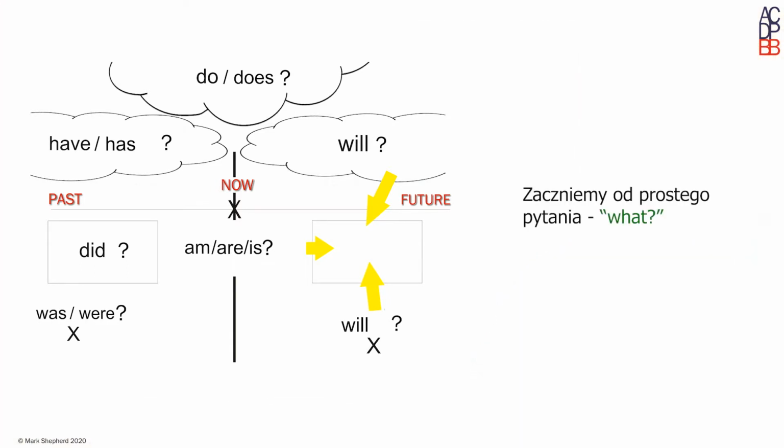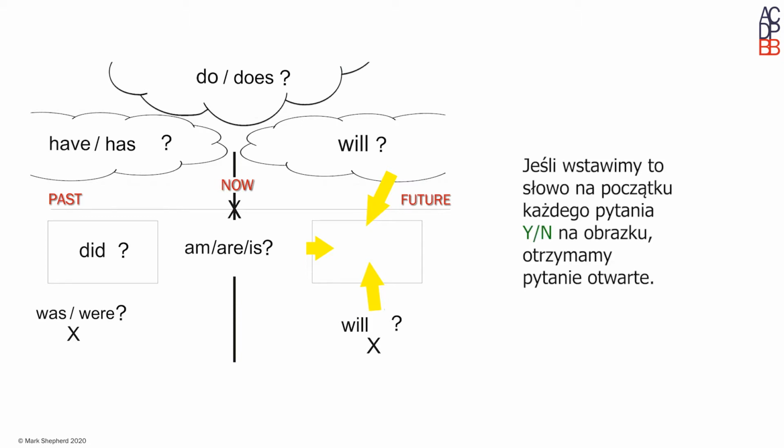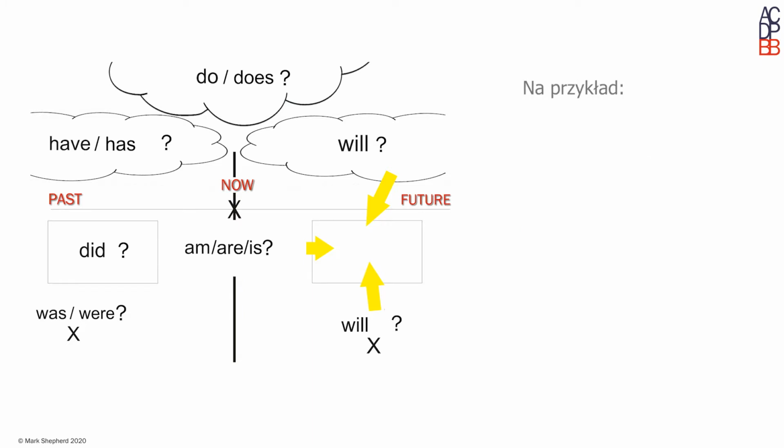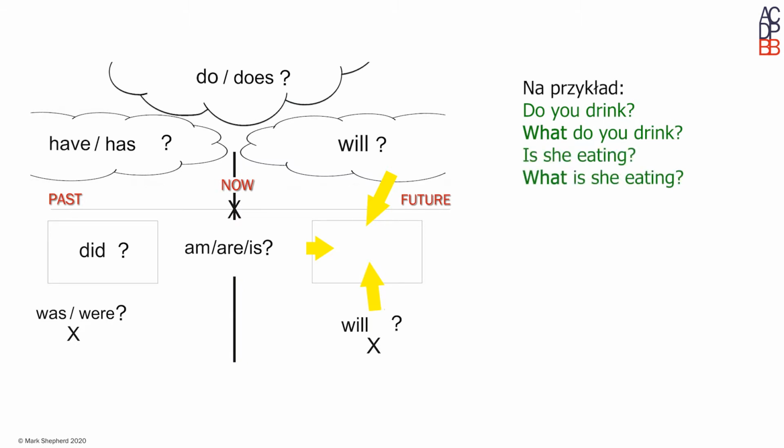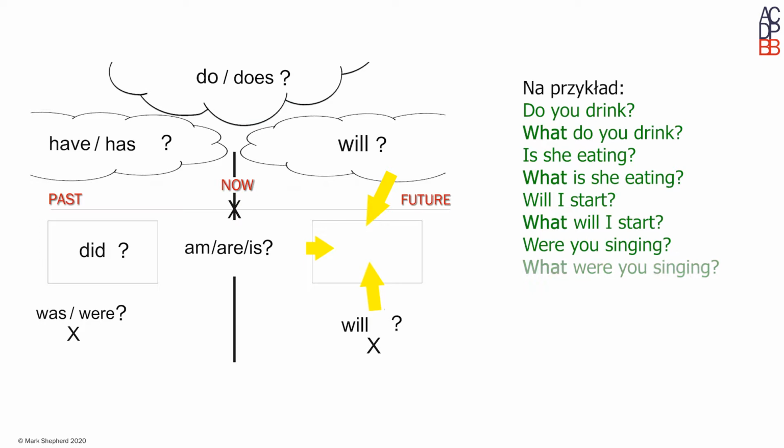We'll start with a simple question. What? If we put this word in front of every yes-no question in the picture, we get an open question. For example, do you drink? What do you drink? Is she eating? What is she eating? Will I start? What will I start? Were you singing? What were you singing?